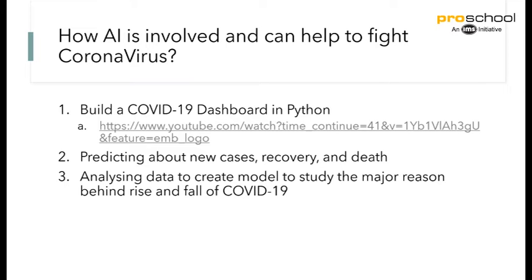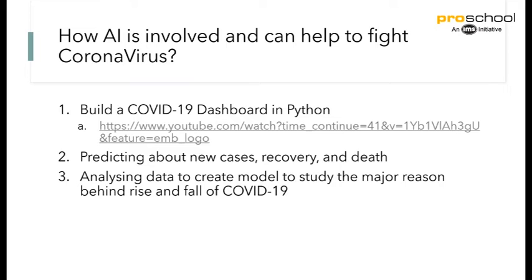So this would be one of the goals of AI: to understand how new cases are coming out, how recovery would be, where the peak is going to come. Everyone is talking about that also, and after that, when the coronavirus could be over in the world. All those predictions, AI is looking into.